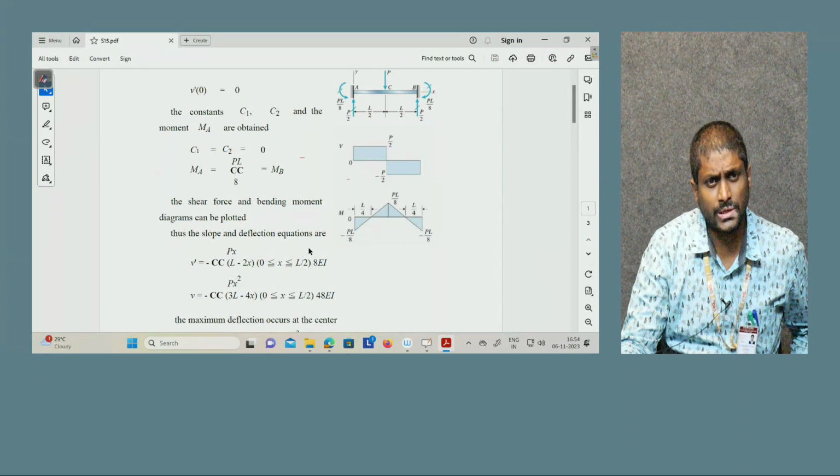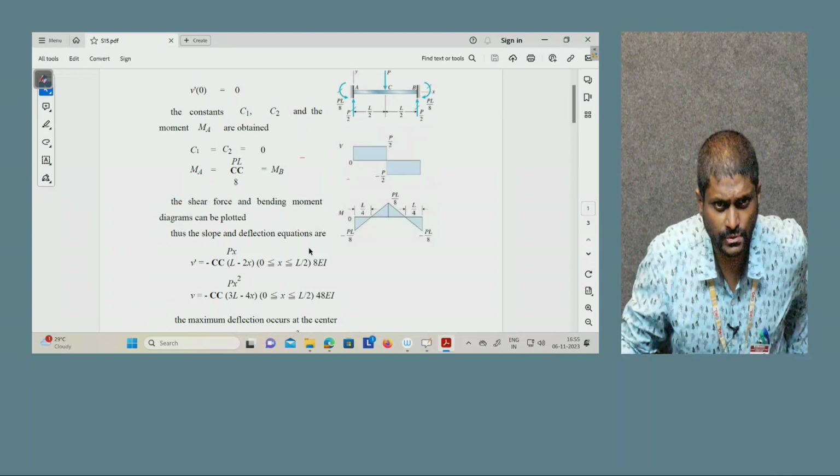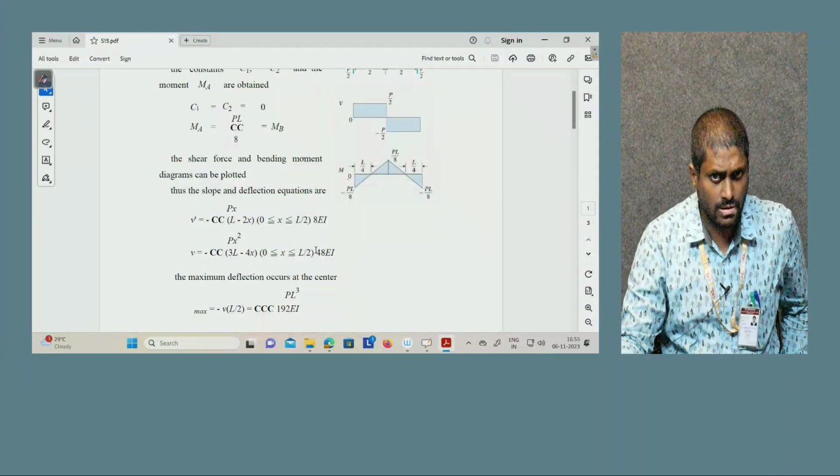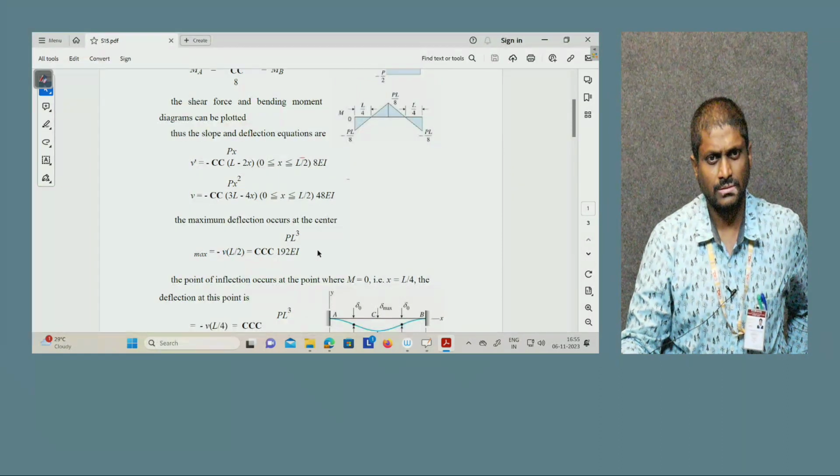The shear force and bending moment diagrams can be plotted. Thus the slope and deflections are v dash equals minus Px into L minus 2x over 8EI, 0 less than or equal to x less than or equal to L by 2. Then v equals minus Px square into 3L minus 4x over 48EI. The maximum deflection occurs at the center.